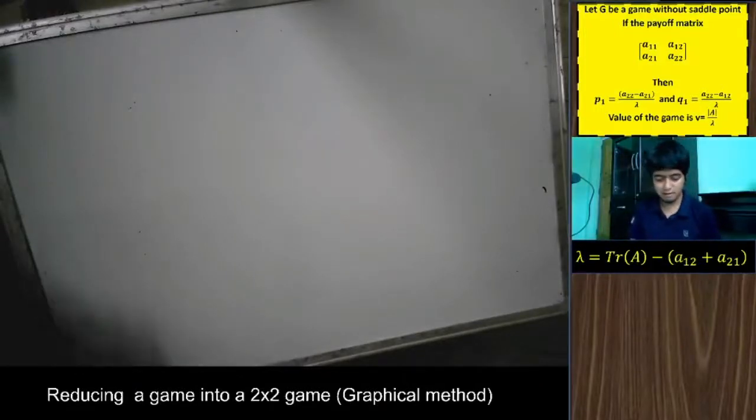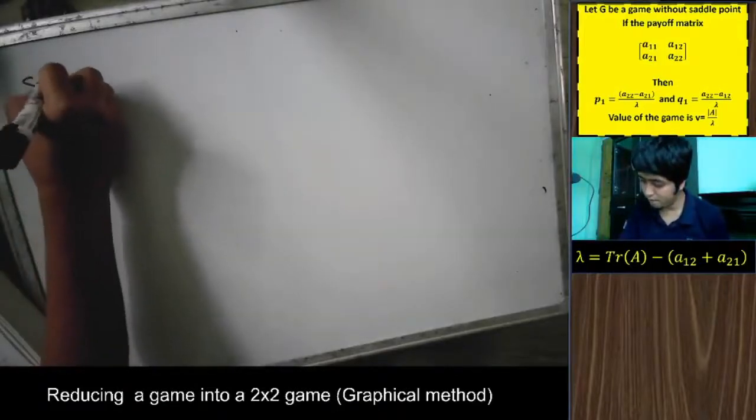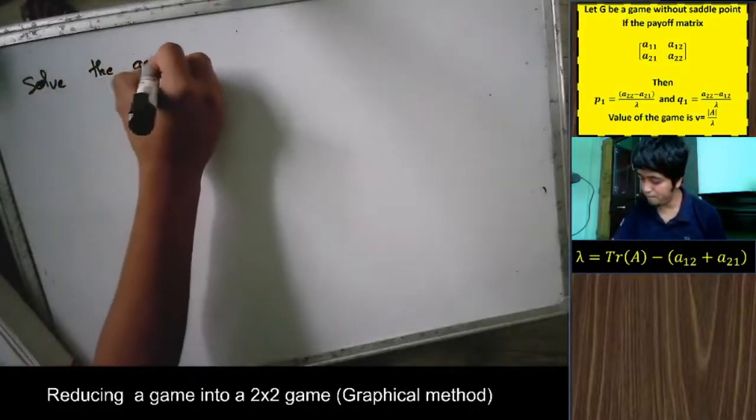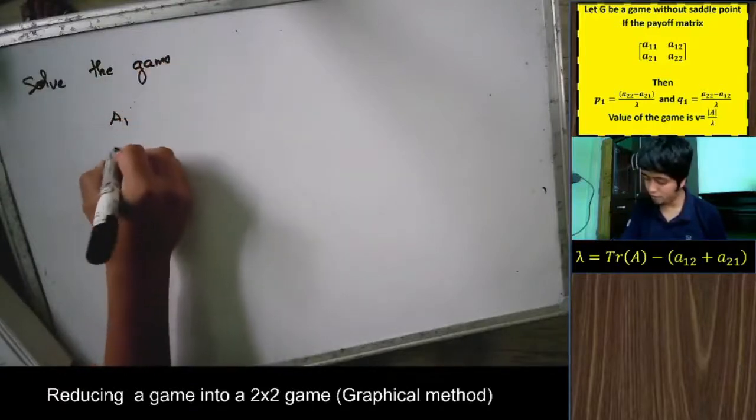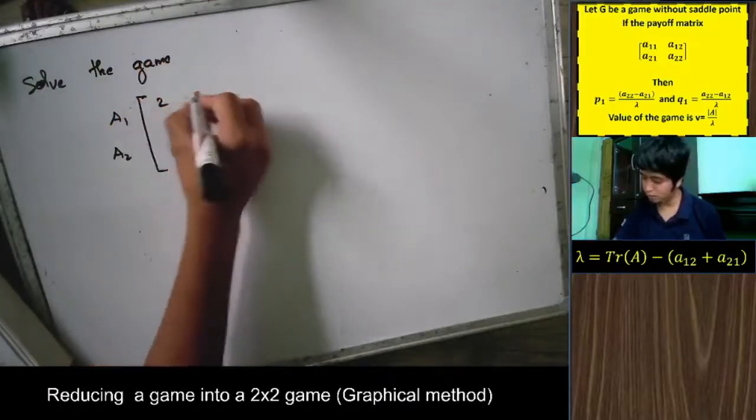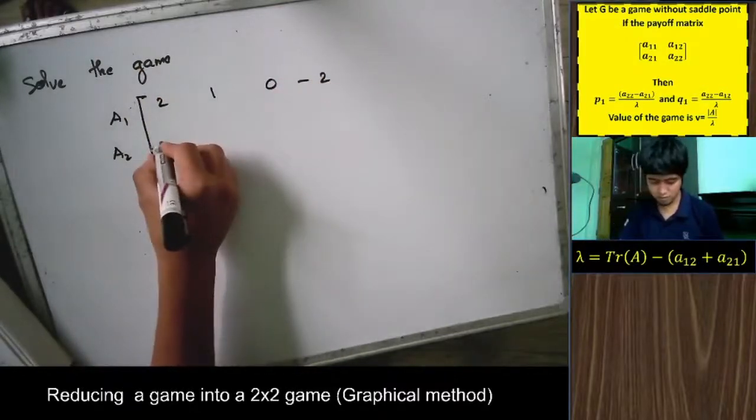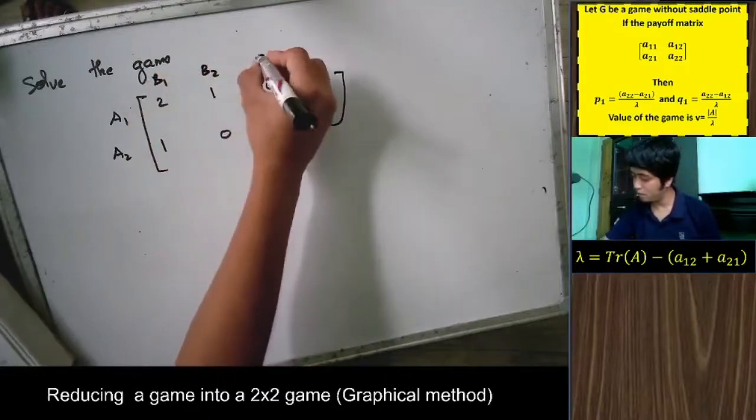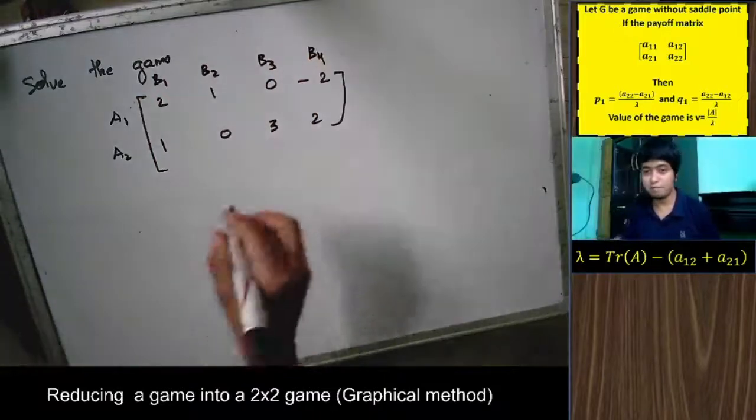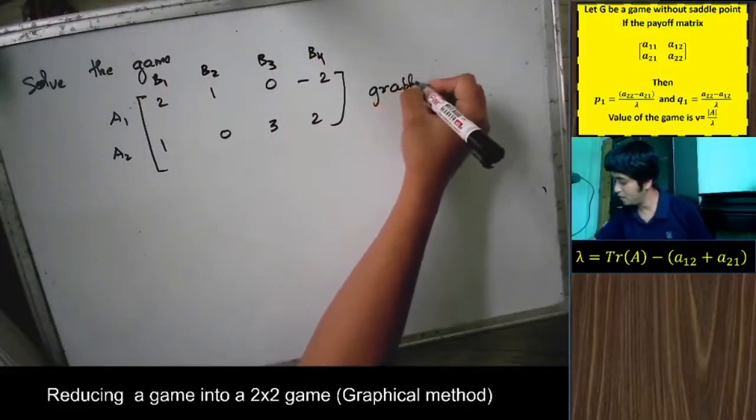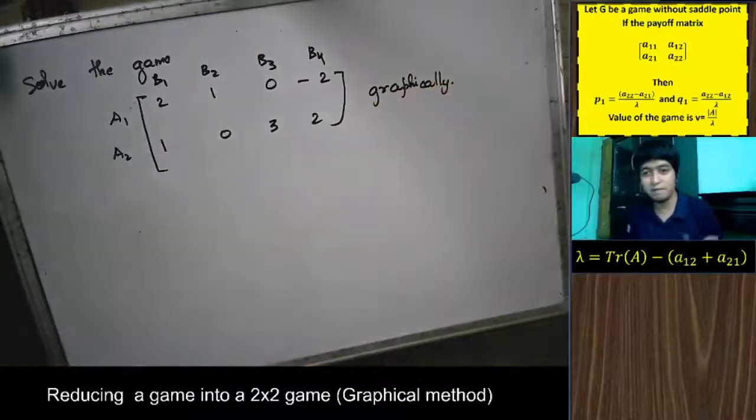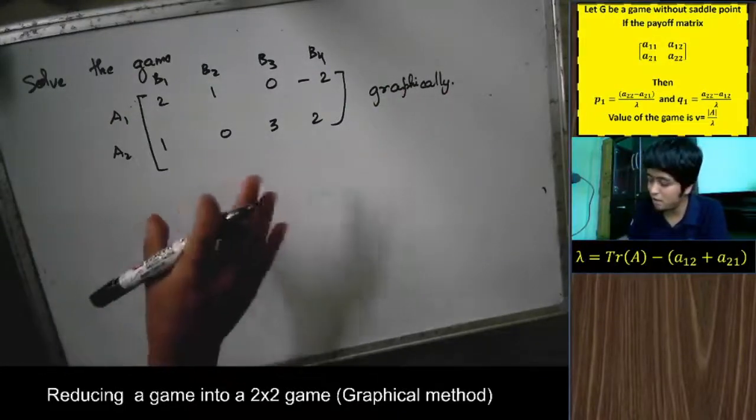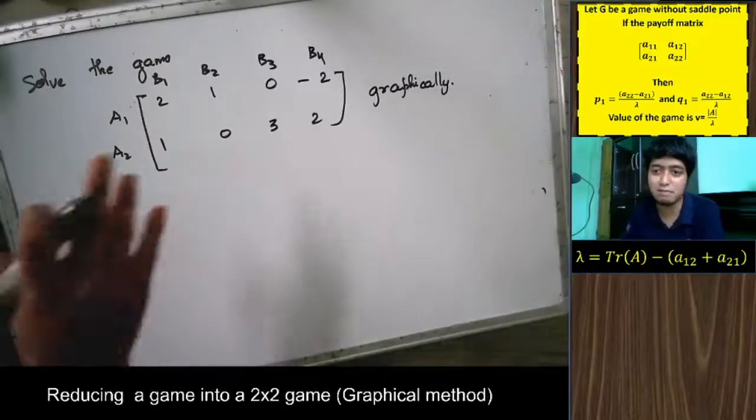Let's see. Solve the game A1, A2. The payoff matrix is 2, 1, 0, minus 2, 1, 0, 3, 2. We will solve it graphically. Even if it doesn't say that you have to solve it graphically, you just know that we have to do it in that way. But first, we have to be very careful because we are solving these type of games for games without saddle point.